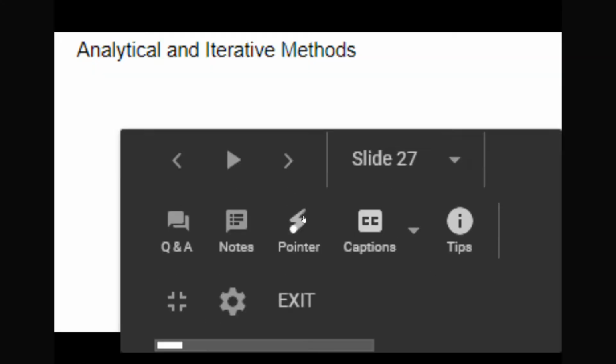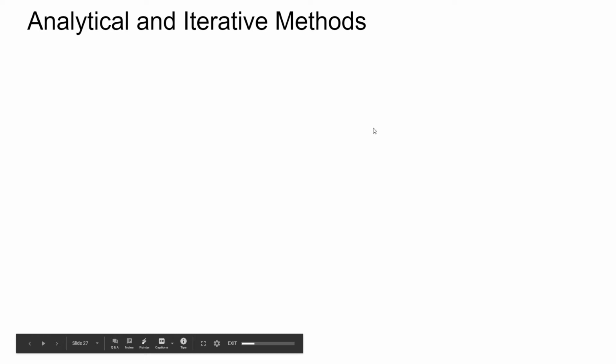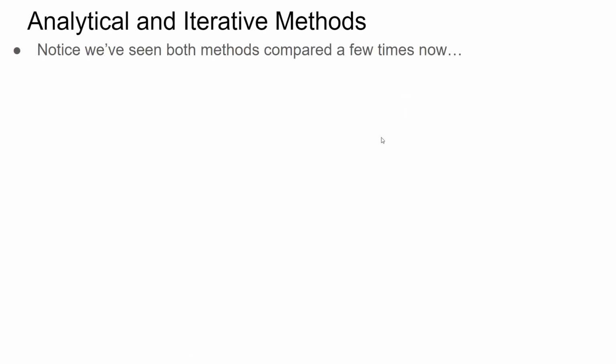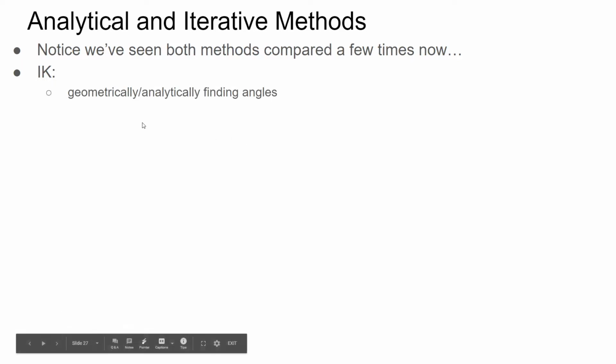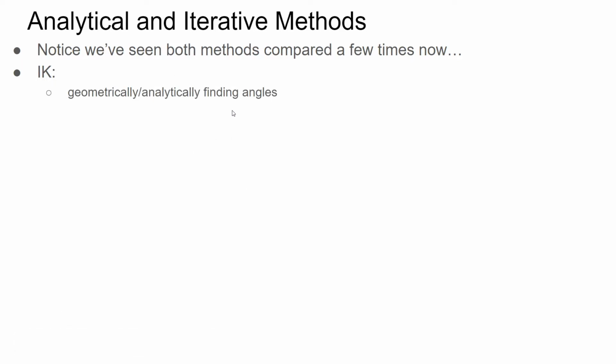So we've seen a few times now these analytical and iterative methods, so I just wanted to summarize the importance of knowing both versions. We've seen these in a few different contexts. For example, in IK, we've seen some geometric and analytical methods of finding angles. For example, the law of cosines is just a geometric method.